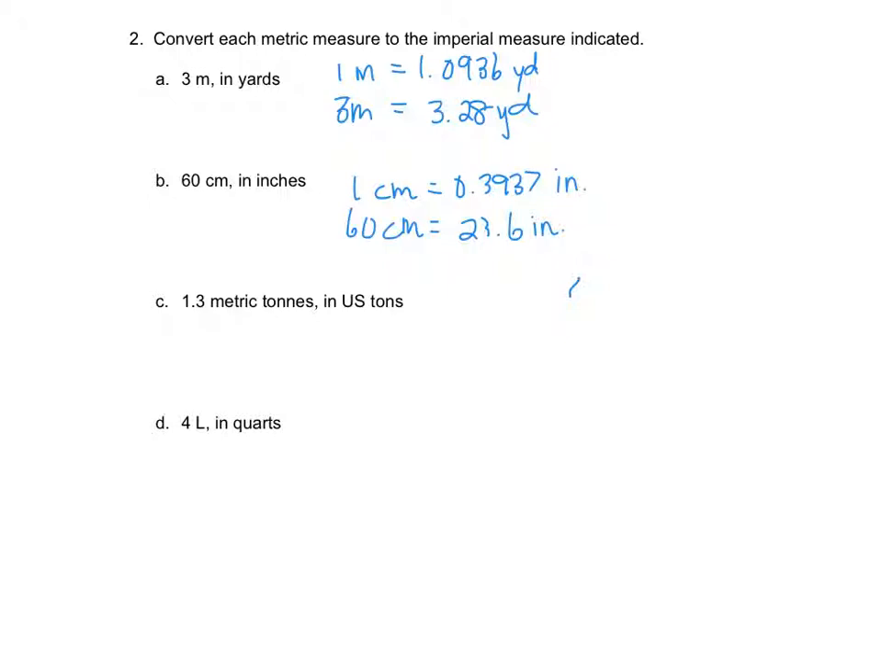1.3 metric tons converted into US tons. This is what we were talking about at the beginning of your lesson. Okay, so a metric ton, first of all, has the short form of 1 little t, whereas a US ton has the short form TON. So 1 metric ton is the same as 1.1 US tons. So that means 1.3 metric tons would be the same as 1.1 times 1.3, which is 1.43 US tons.